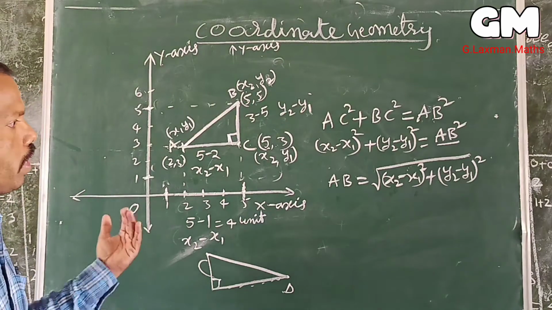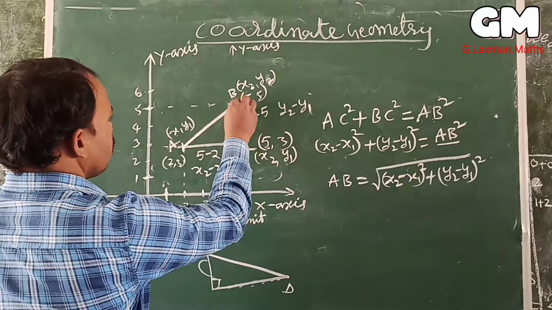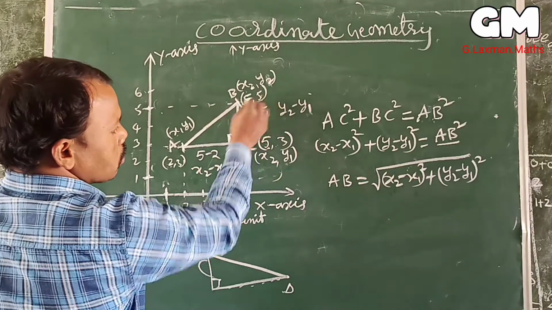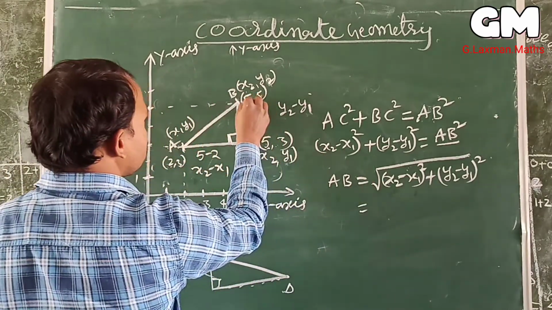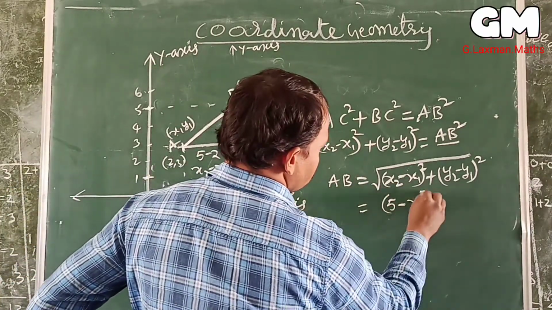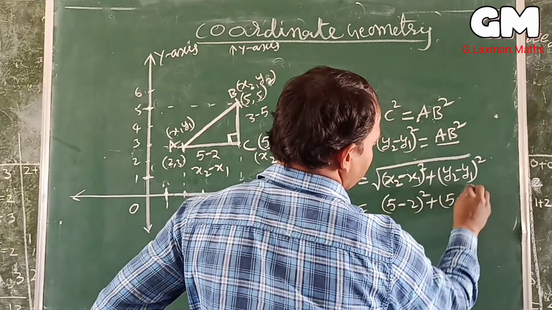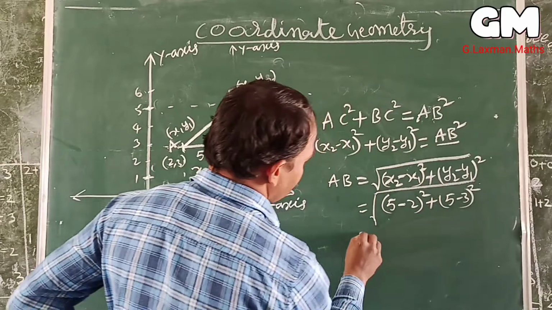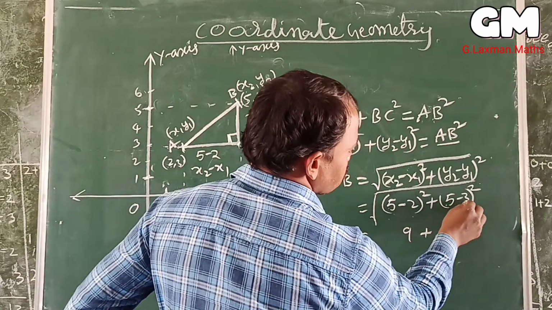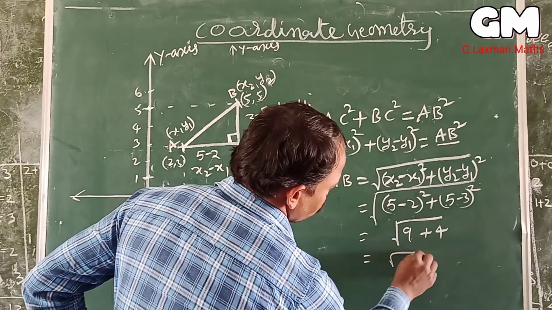Now we can very easily find the distance between these two, A and B. What is A here? 2 comma 3, and here 5 comma 5. So x2 is 5, so 5 minus 2 whole square plus y2, 5 minus 3 whole square, under root. 5 minus 2 is 3, square 9, plus 5 minus 3 is 2, square 4. So under root, 9 plus 4 is root 13.